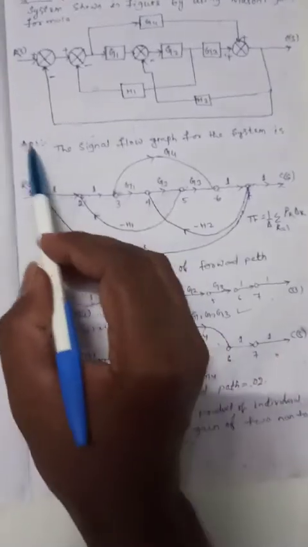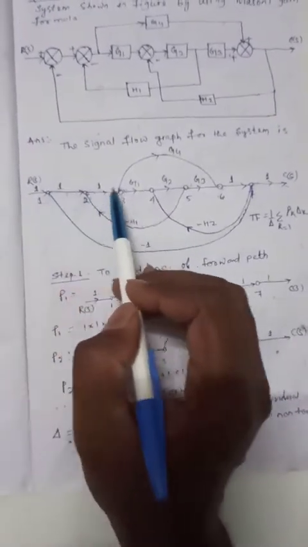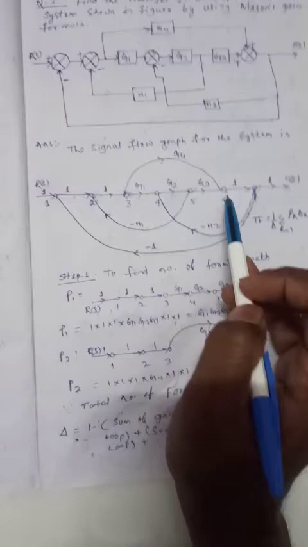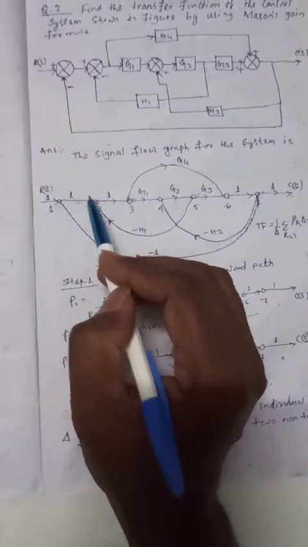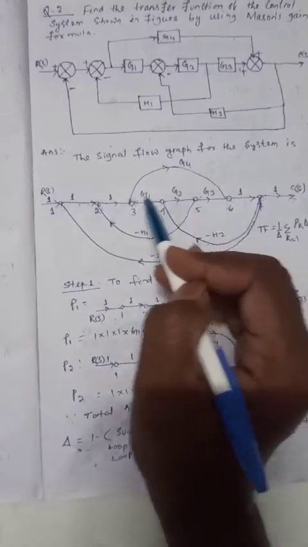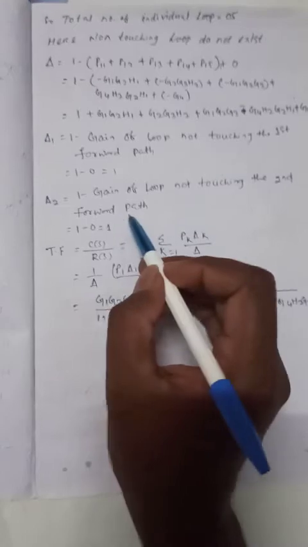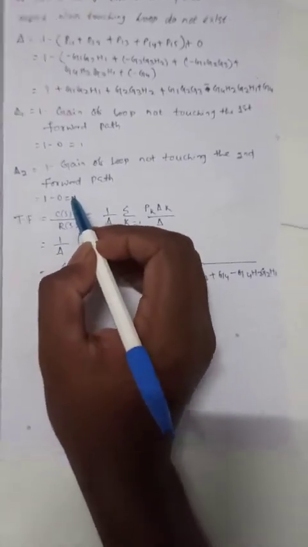Del 2, same with the second forward path. The second forward path is like this: it starts from 1 to 3, 3 to 6, 6 to 7. Here also all the loops are connected to the second forward path, so the non-touching loop gain is 0. That's why 1 minus 0, that is 1.